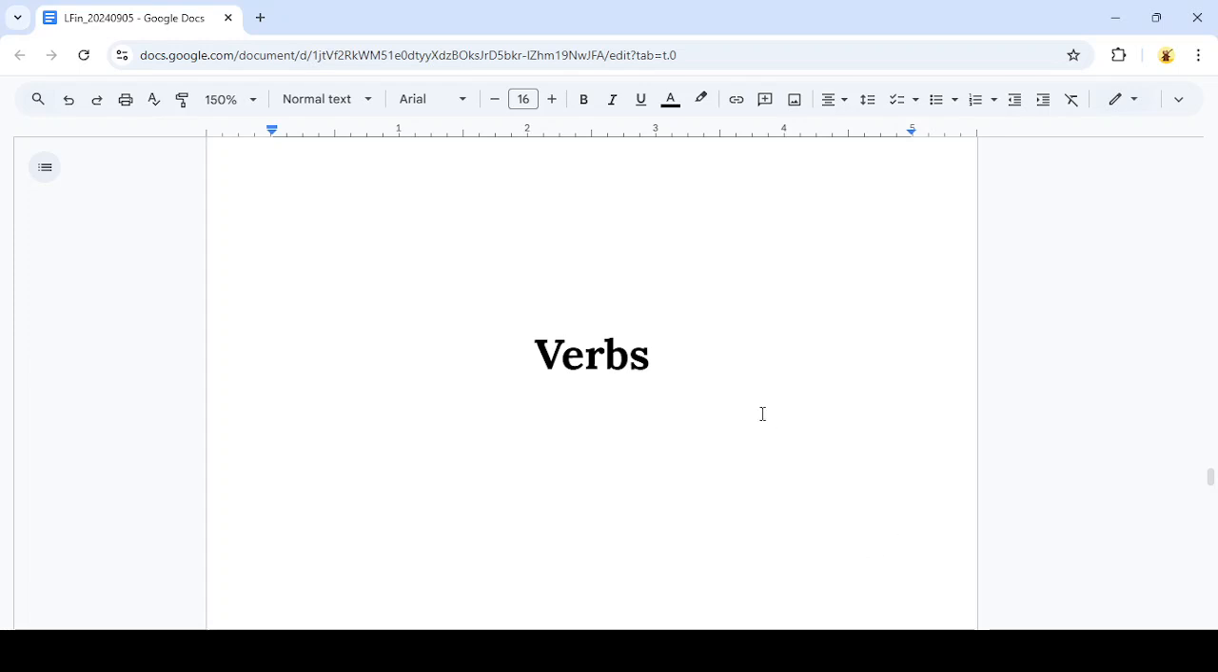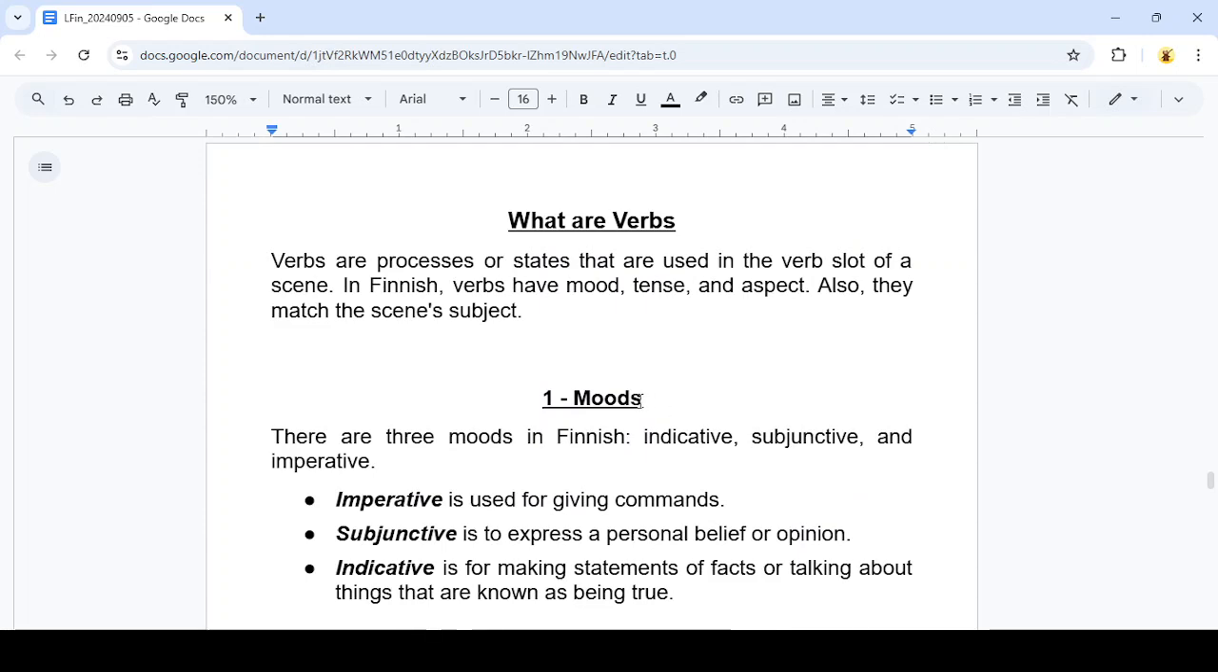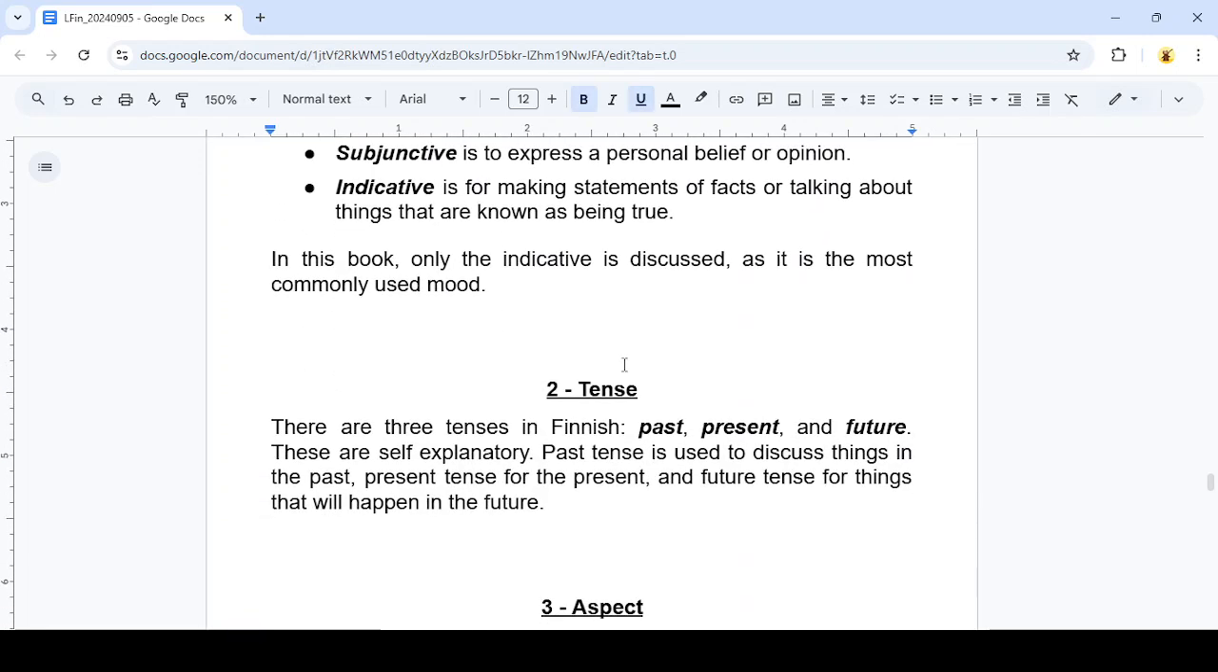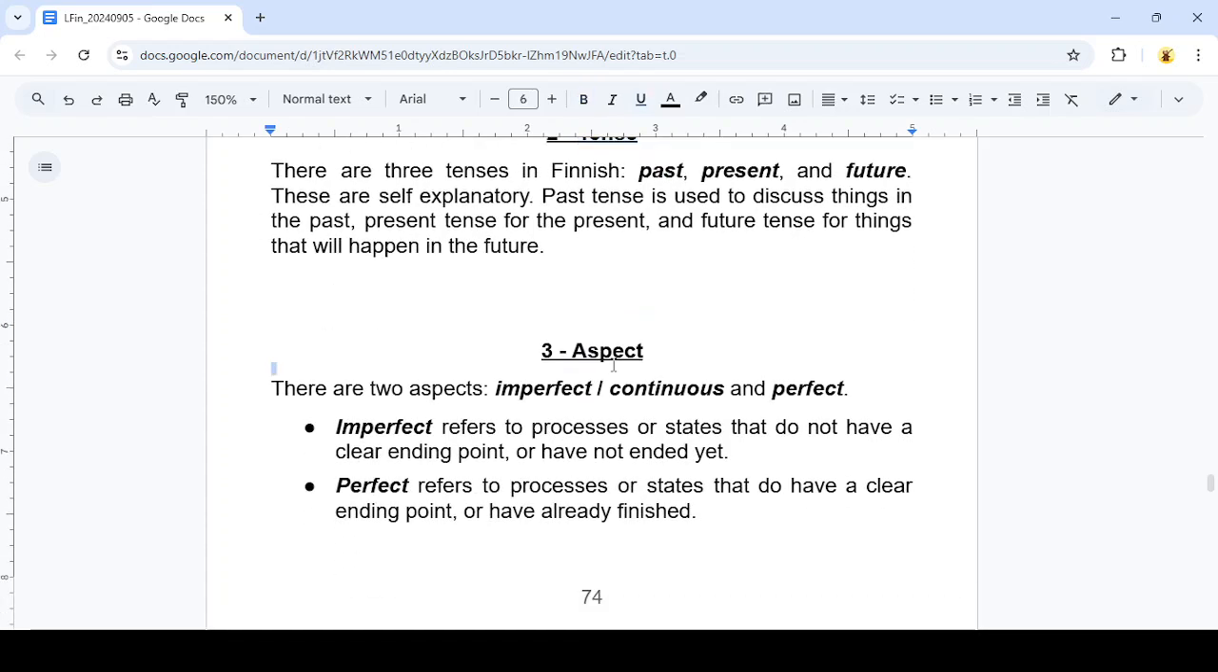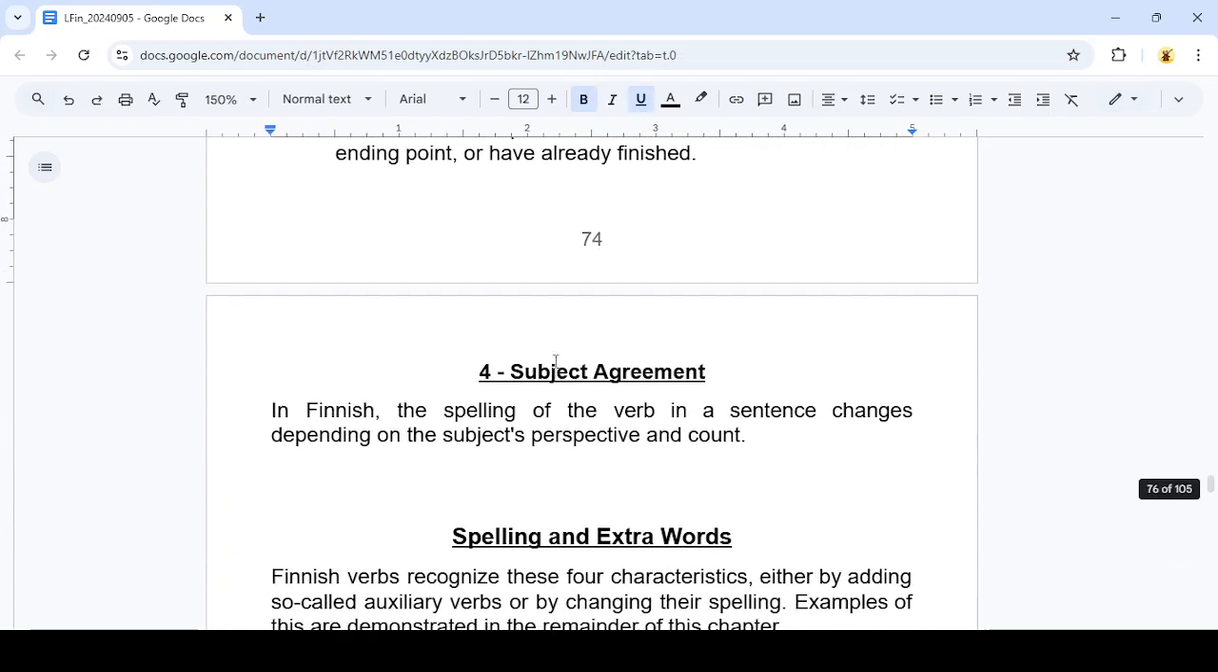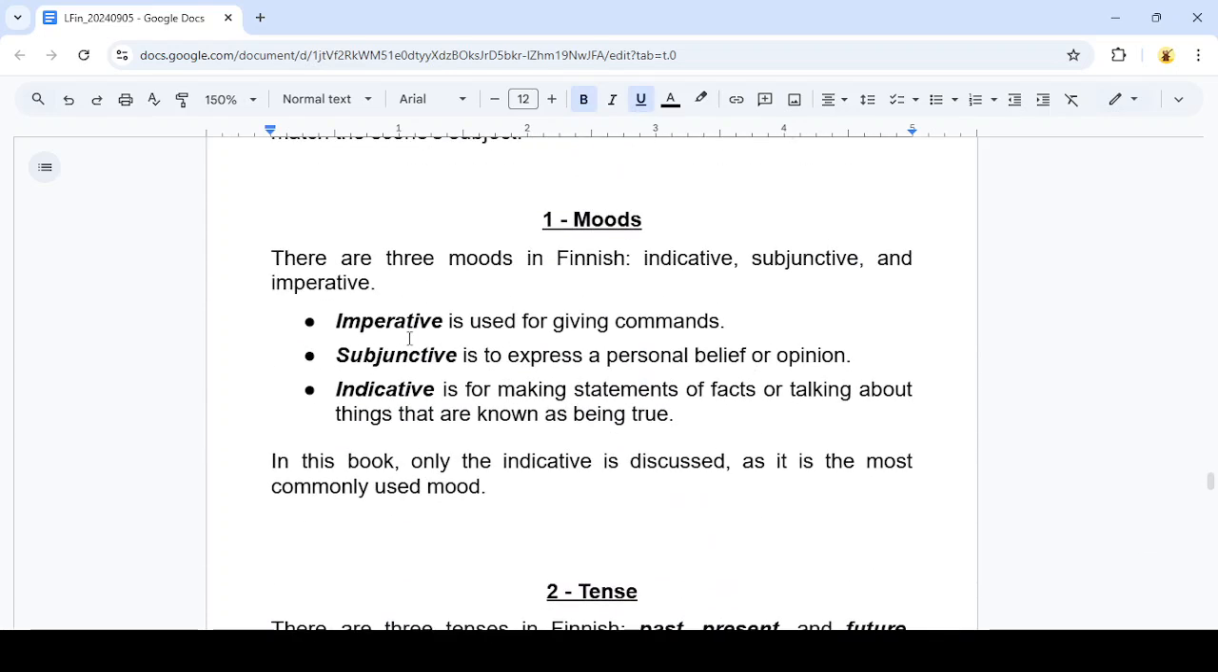And in this video, I'm going to be discussing Finnish verbs. So, Finnish verbs have four features. One feature is mood, the next feature is tense, the third feature is aspect, and the fourth feature is subject agreement. So, for moods, we have three possibilities. We've got imperative, subjunctive, and indicative.